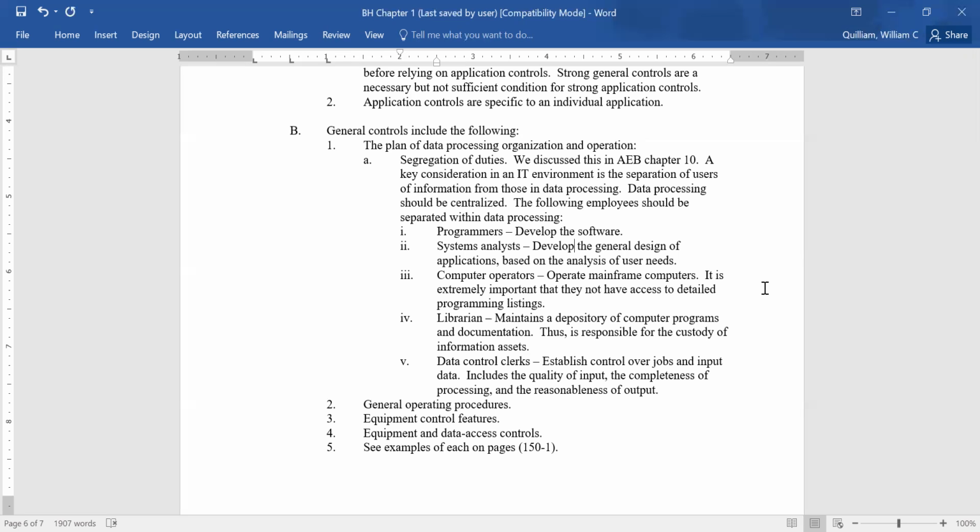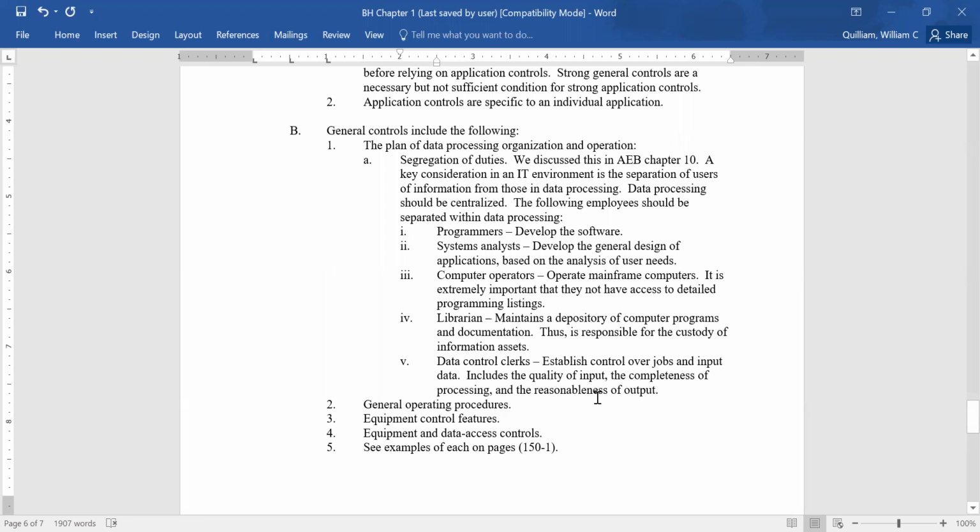Then a librarian maintains a depository of computer programs and documentation. Thus, this person is responsible for the custody of information assets. Then a data control clerk. That person's going to establish control over jobs and input data. It will include the quality of input, the completeness of processing, the reasonableness of output, just to make sure proper quality control is there. And those jobs could be tested on the CPA exam. They're quite easy.